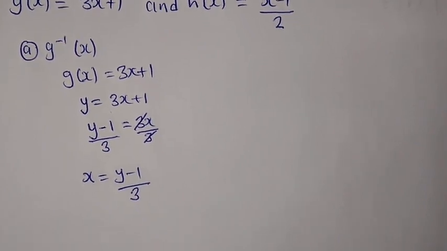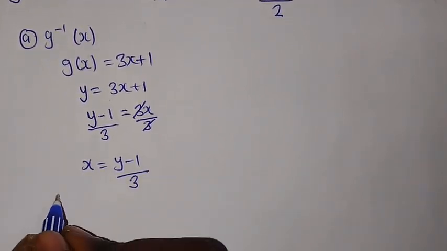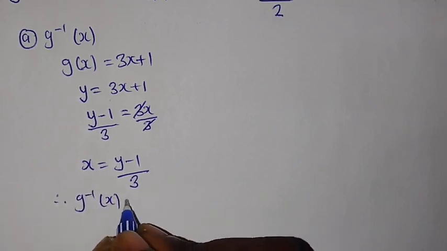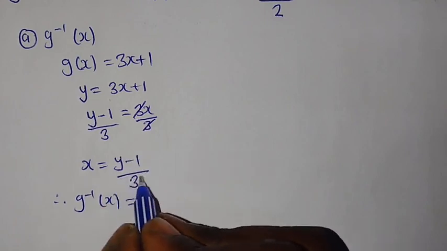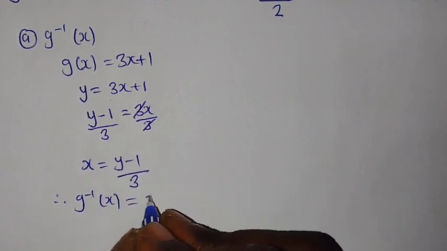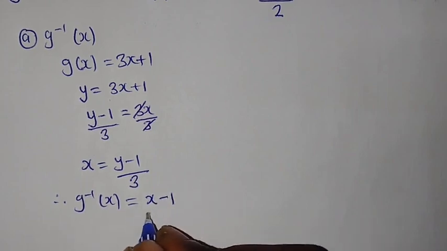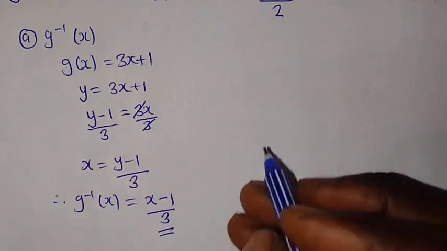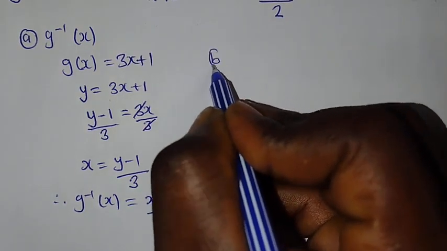From this stage, we are going to write our answer. Therefore, g inverse of x is equal to, where there is y, we substitute x, so (x minus 1) over 3. So this is our answer. Okay, so we have answered our question A. Let us now move on to our question B.